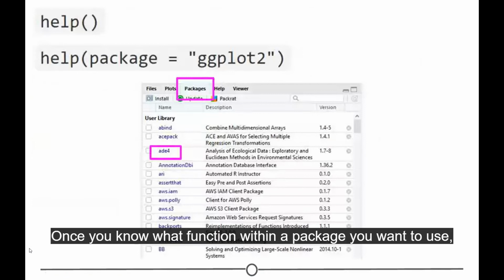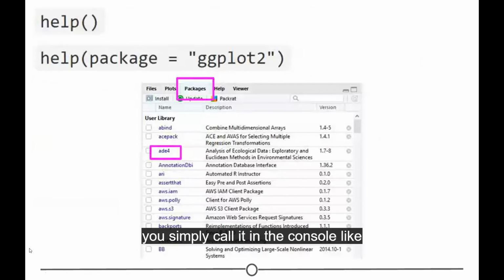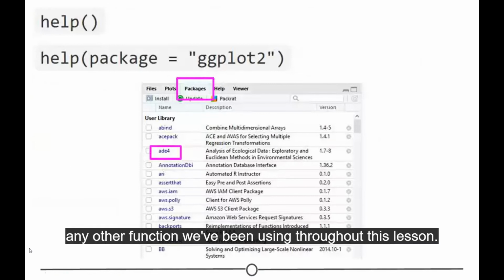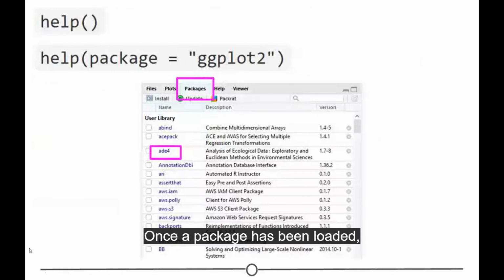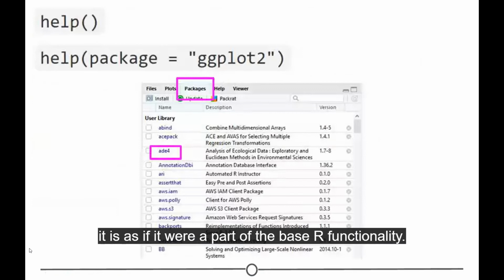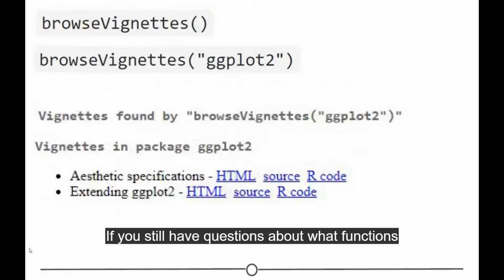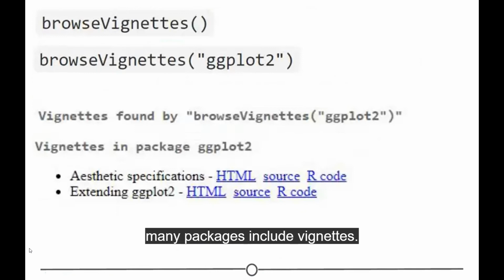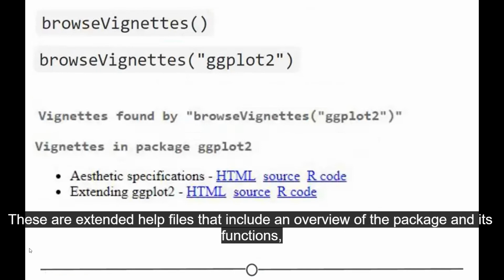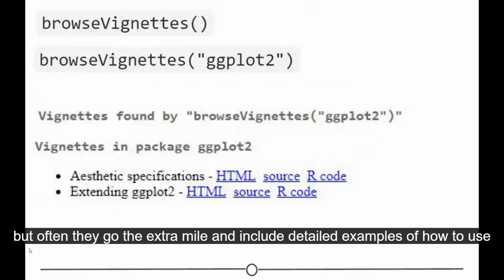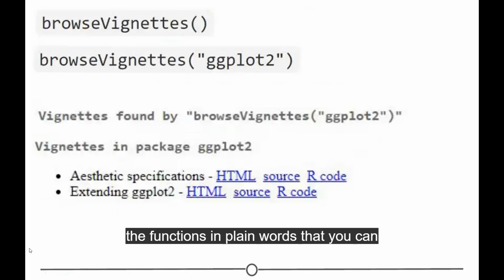Once you know what function within a package you want to use, you simply call it in the console like any other function we've been using throughout this lesson. Once a package has been loaded, it is as if it were a part of the base R functionality. If you still have questions about what functions within a package are right for you or how to use them, many packages include vignettes. These are extended help files that include an overview of the package and its functions, but often they go the extra mile and include detailed examples of how to use the functions, in plain words that you can follow along with to see how to use the package.